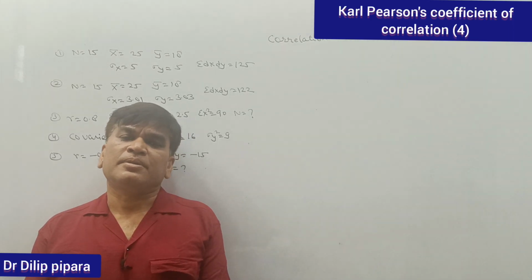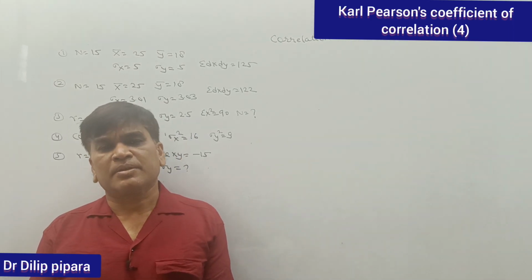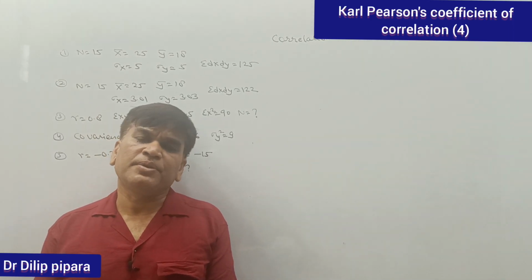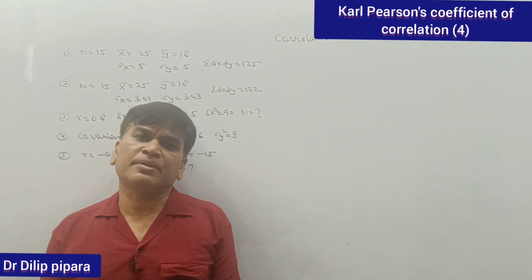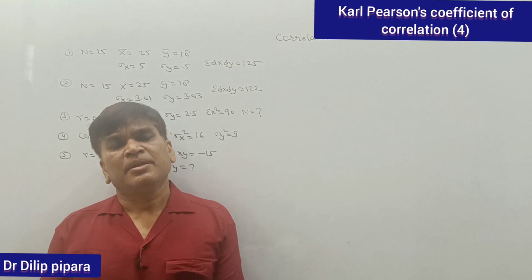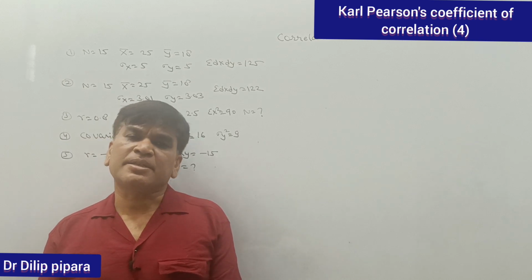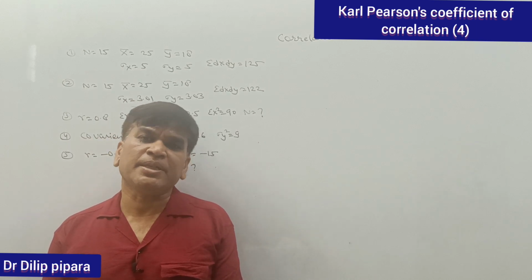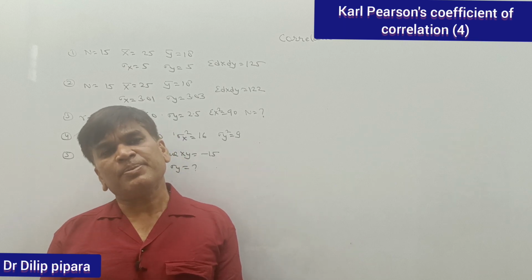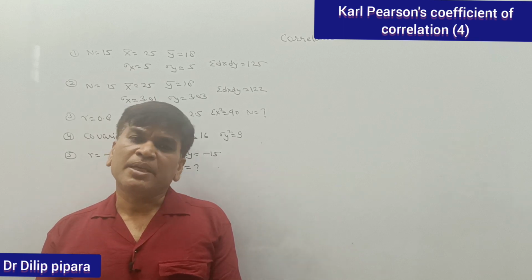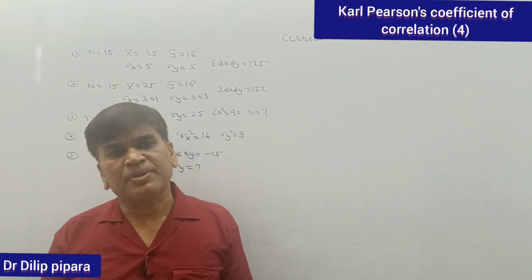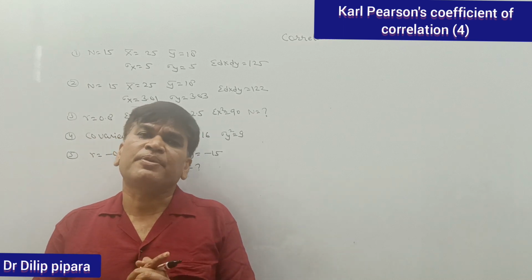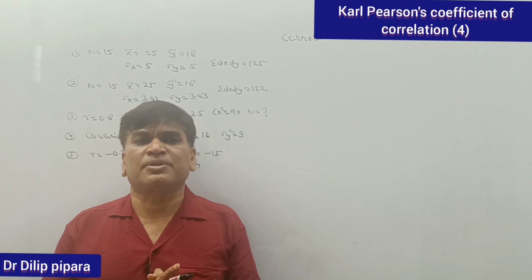In the last video on Karl Pearson's coefficient of correlation, we learned how to calculate it in a series when some items are missing. Sometimes in the question paper, a very small question related to Karl Pearson's coefficient of correlation is given, carrying 5 marks or 2 marks.